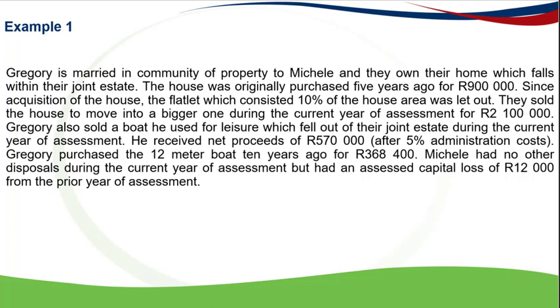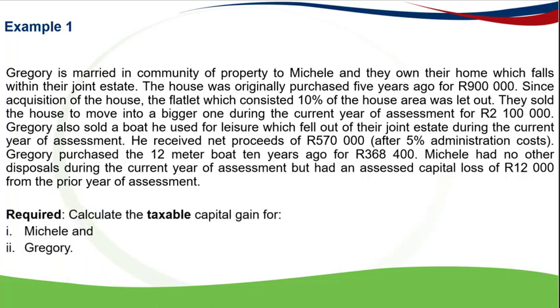Gregory also sold a boat he used for leisure, which fell out of the joint estate, during the current year of assessment. He received net proceeds of $570,000 after 5% administration costs. Gregory purchased the 12-meter boat 10 years ago for $368,400. Michelle had no other disposals during the current year of assessment, but had an assessed capital loss of $12,000 from the prior year of assessment.